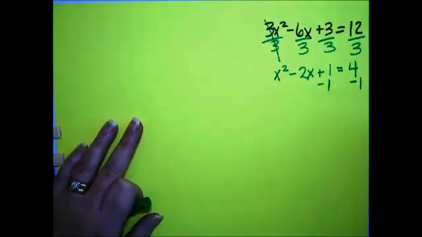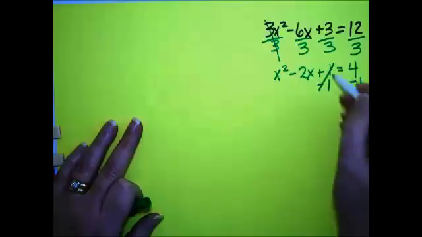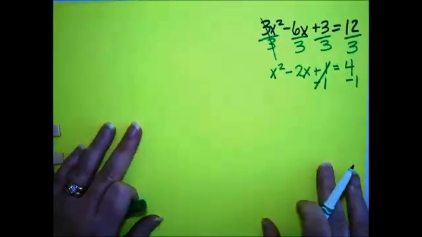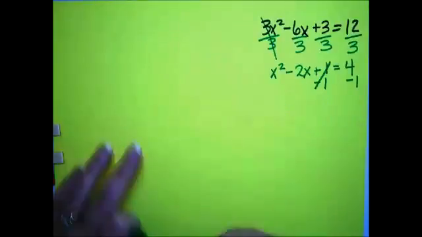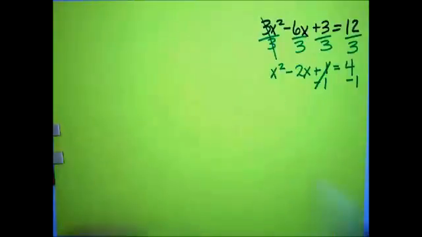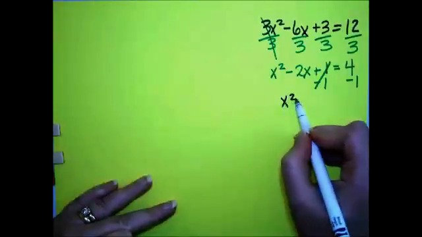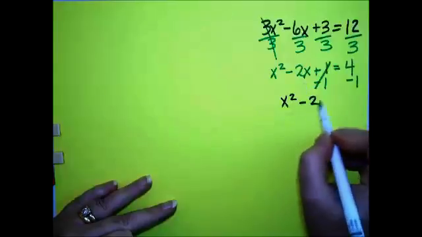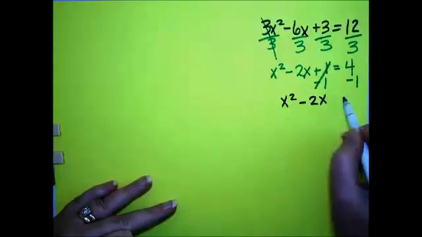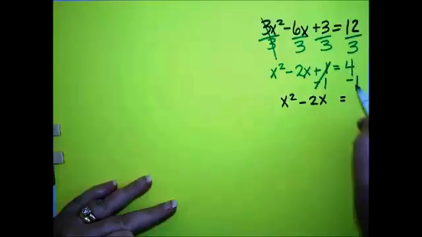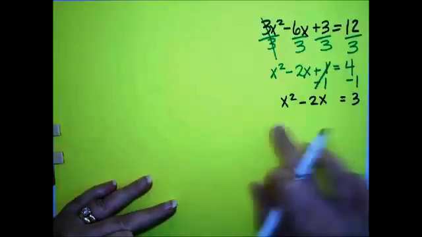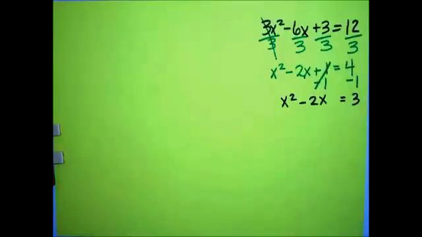So minus 1 on both sides. That gives us a value of 0 here. Some of you call that a zero pair. And we've got x squared minus 2x. That's zeroed out. And then 4 minus 1 is 3. So now we're ready to start thinking about the tiles.